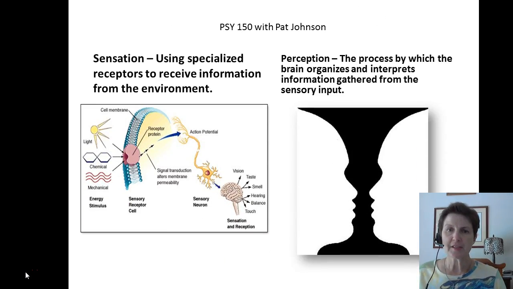So, think of sensation as the biological aspect of receiving information from the environment and transmitting that information to the brain. So in sensation, specialized receptors, in other words, neurons in your eyes, in your ears, in your tongue, are receiving information from the environment and transmitting that to the brain.